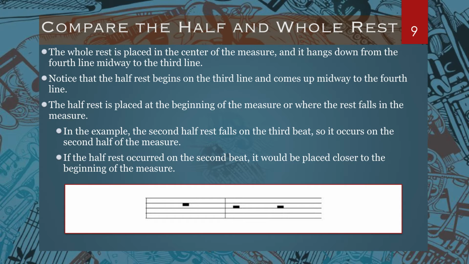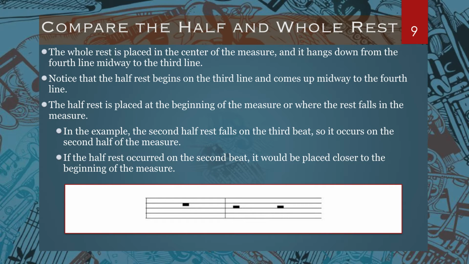So comparing the half and the whole rest, just to make sure you understand this. The whole rest is placed in the center of the measure, and it hangs down from the 4th line midway to the 3rd line. Notice that the half rest begins on the 3rd line and comes up midway to the 4th line. The half rest is placed at the beginning of the measure, or where the rest falls in the measure. In the example, the second half rest falls on the 3rd beat, so it occurs on the second half of the measure. If the half rest occurred on the 2nd beat, it would be placed closer to the beginning of the measure, and it'd probably be a little more towards the middle.